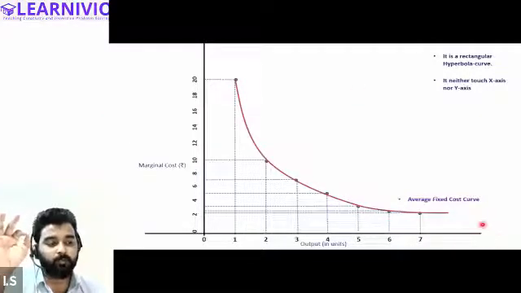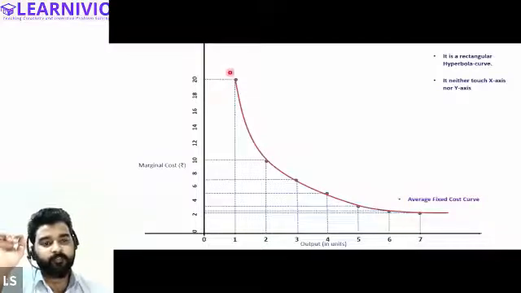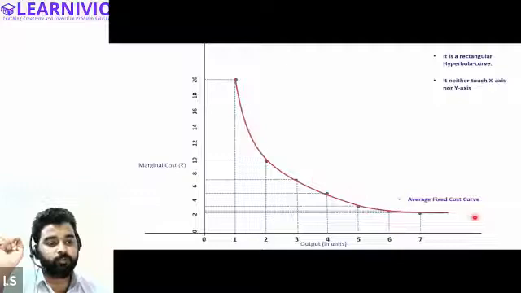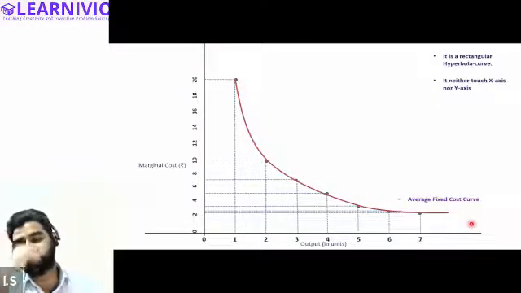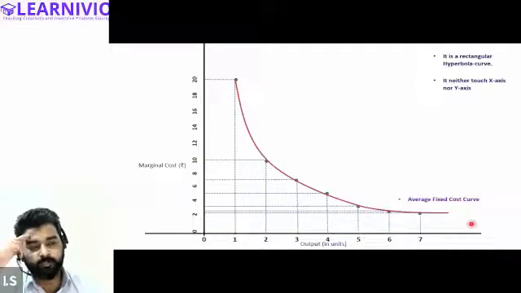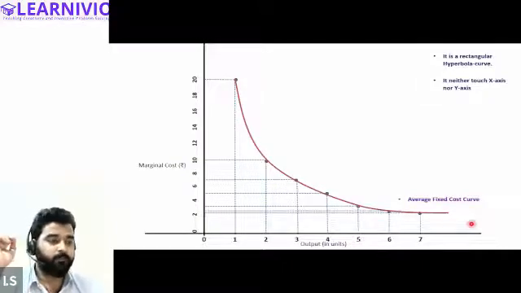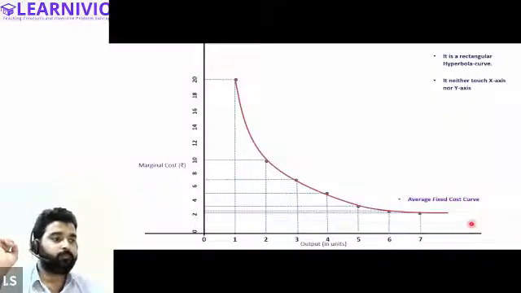This axis I'm talking about. If it continues to decrease and decreases to zero, then only will the average fixed cost curve touch the x-axis. Is this clear, all of you? So I'm sure you must be able to understand why it never touches the x-axis.